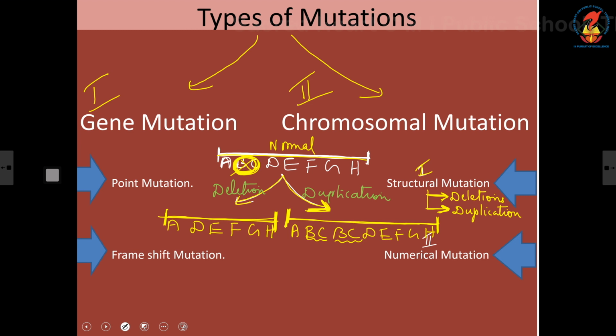Next, moving on to numerical mutation. Numerical mutations can be represented, or it is divided into two. They are aneuploidy and polyploidy.